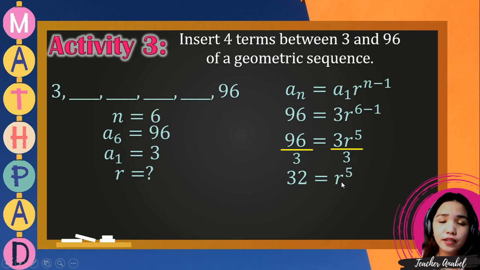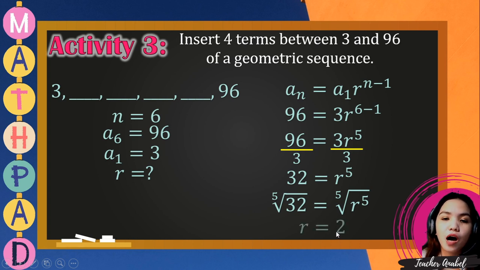Now to find the value of r, since the exponent is 5, we have to get the fifth root of both sides of the equation, and the fifth root of 32 is equal to 2. Therefore, our common ratio is equal to 2. Now, since we already have the common ratio, we can now identify the missing terms.